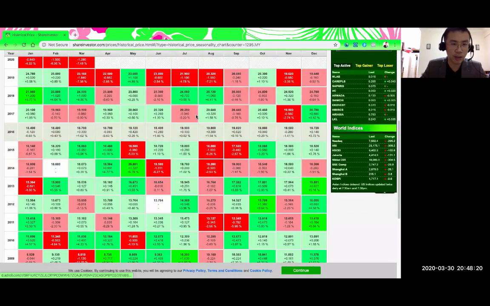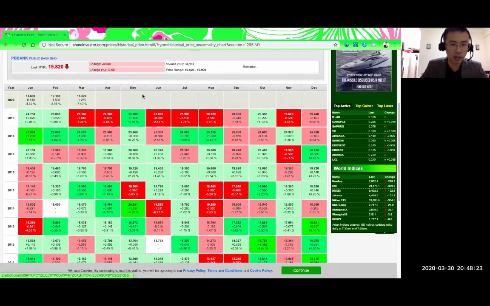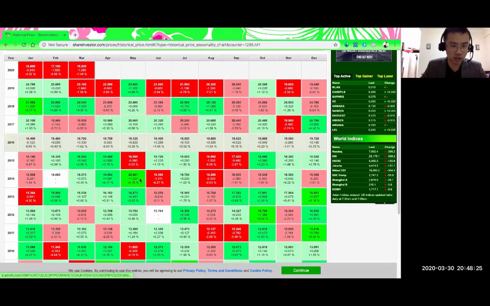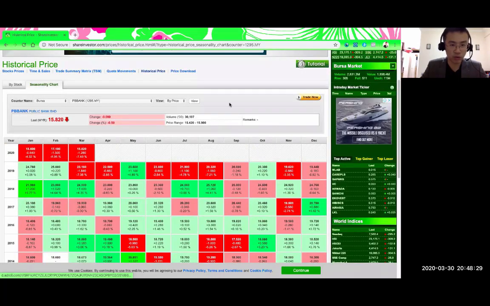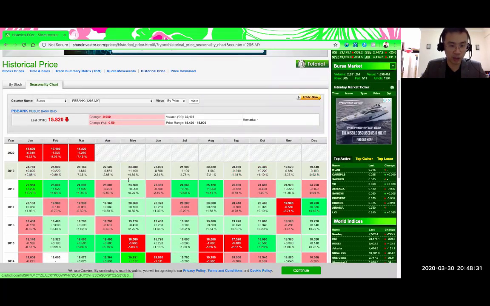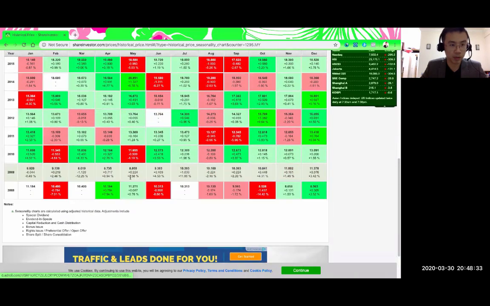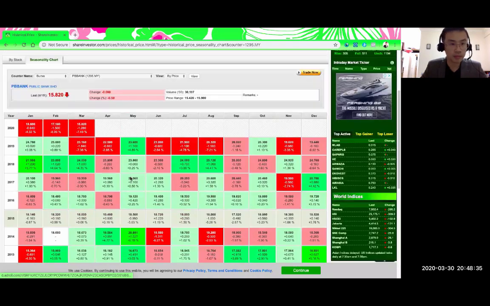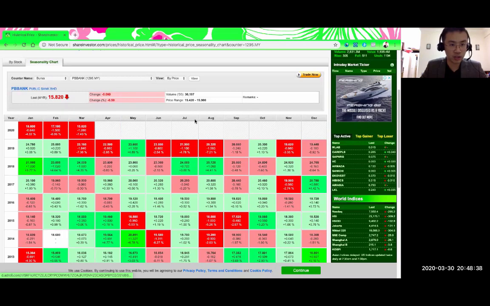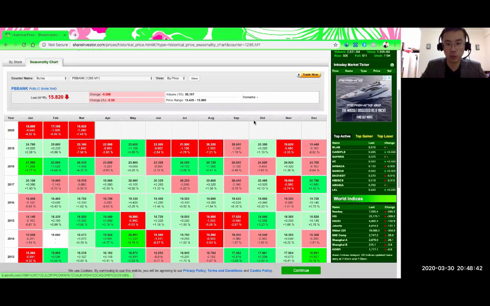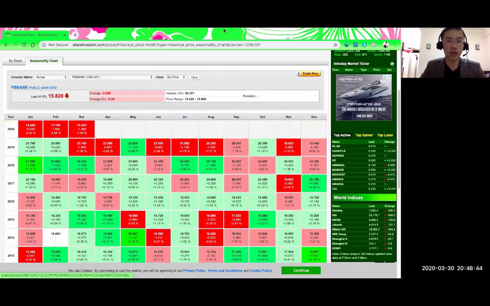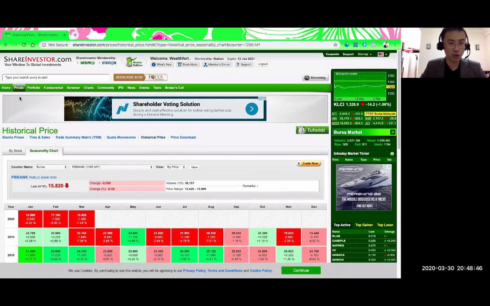So you notice that for Public Bank, in May, there are still many green months. Red color of course is down, share price down, but you notice that the sell in May and go away thing did not happen to Public Bank. So this is a very powerful feature for you to know at which month how is the share price performance.